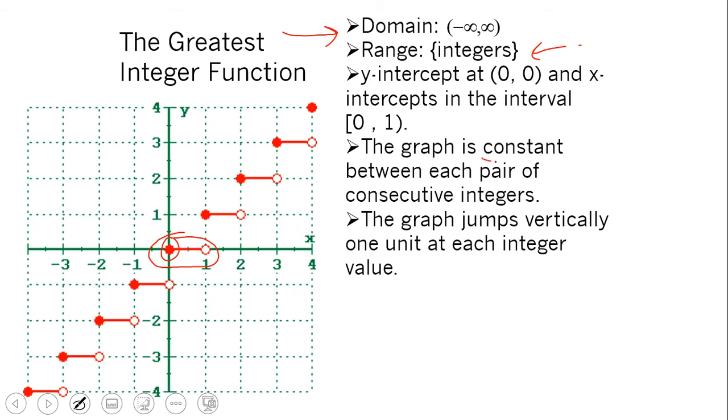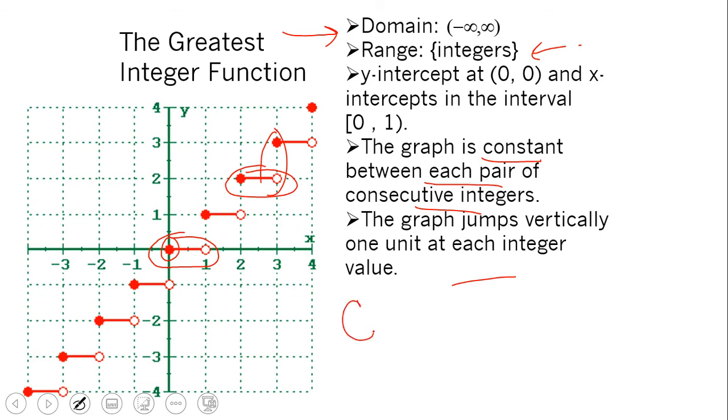The graph is constant between each pair of consecutive integers. So it's constant from 0 to 1, constant from 1 to 2. Obviously, we're not going to write all of those out, so we say that it's constant between pairs of consecutive integers. As I mentioned earlier, in the parent function form, it's exactly 1 unit from left to right and 1 unit from bottom to top. That will again change once you start doing some stretching and shrinking.